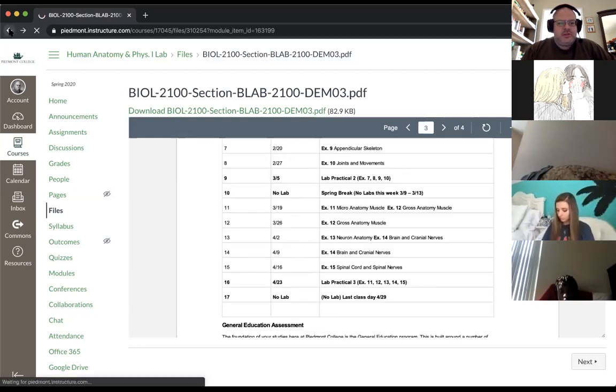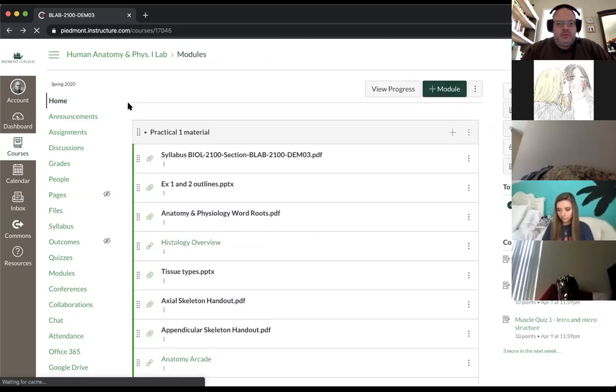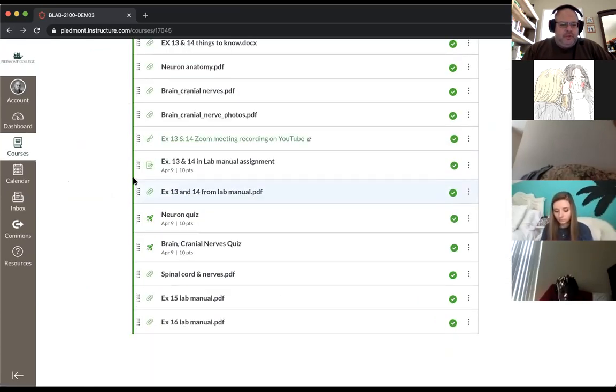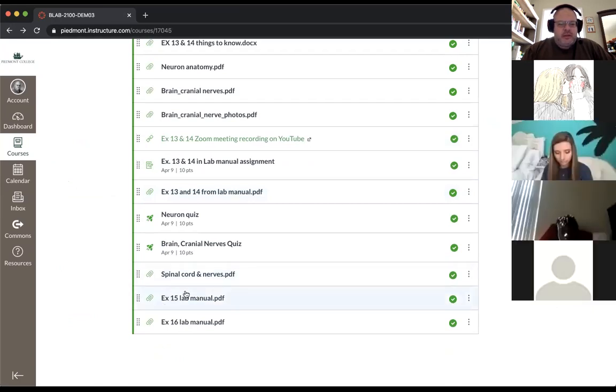So let's go back to what we've got on Canvas for this week. For those of you who do not have the lab manual, and I know there's a couple of you, I went ahead and scanned in exercise 15 and 16 from the lab manual. And I've got a PDF of this PowerPoint that we're going to go over shortly, the spinal cord and nerves. Again, anything reflex-wise we'll talk about will come right out of exercise 16 in the lab manual.